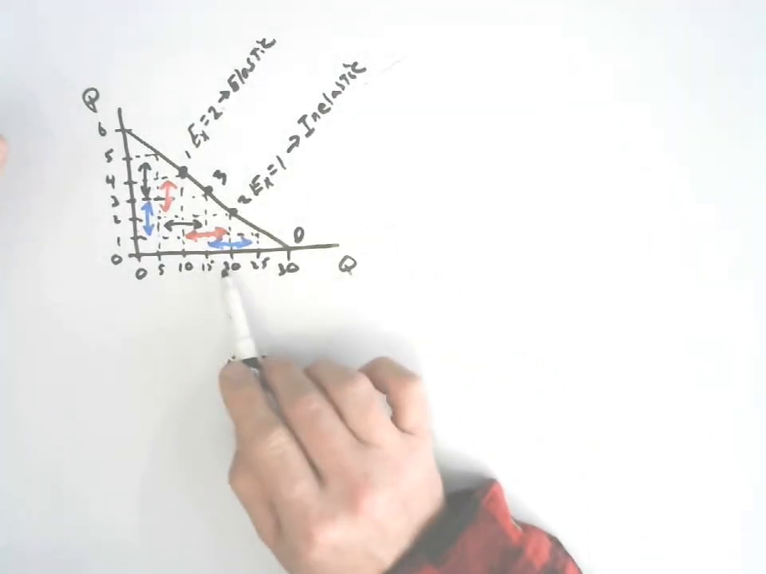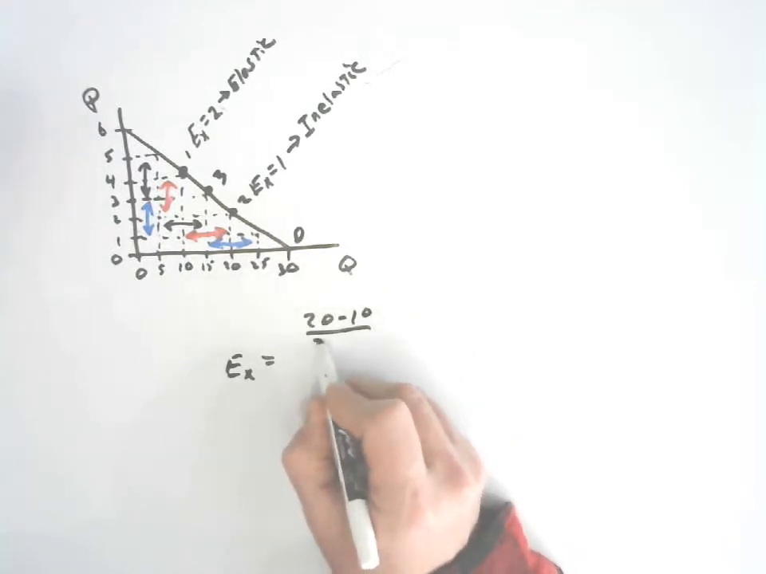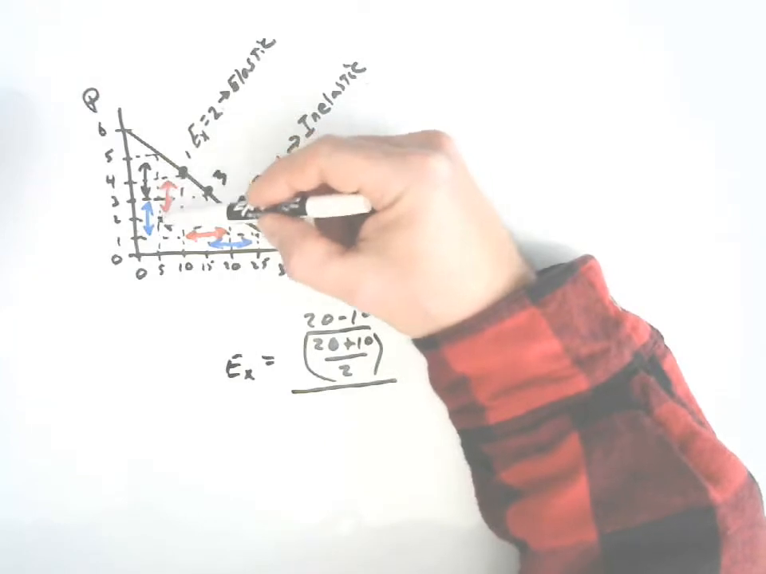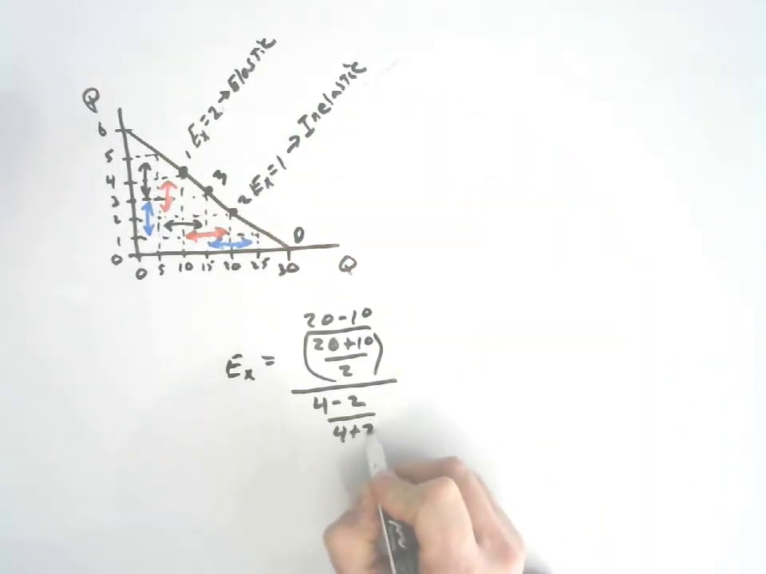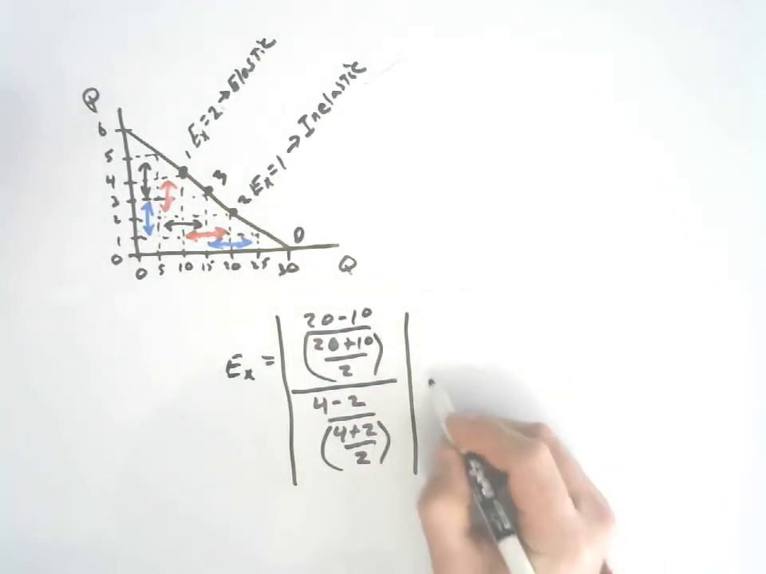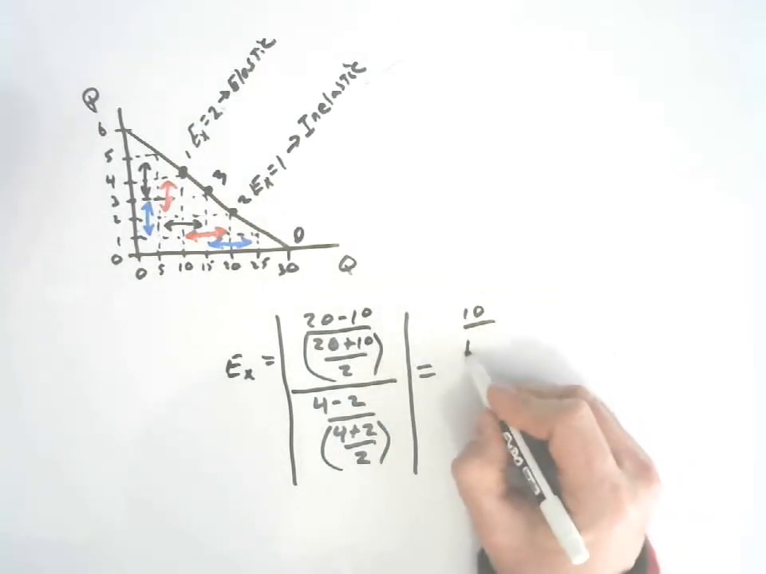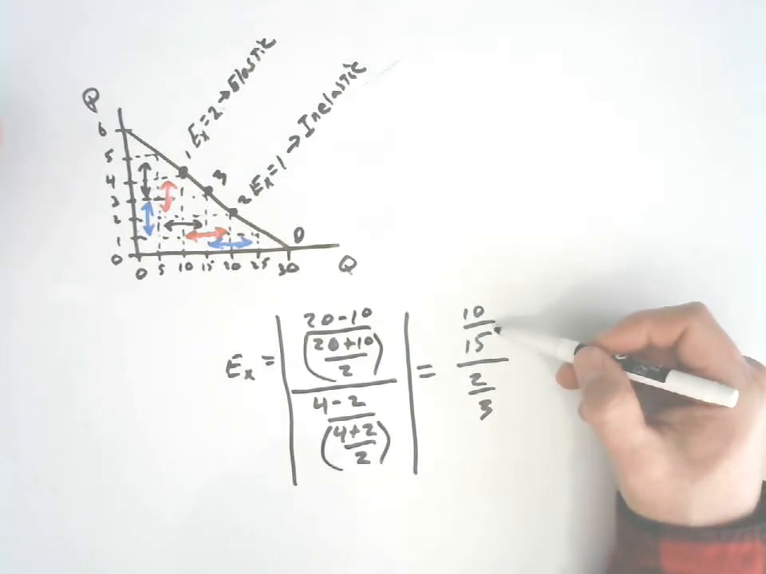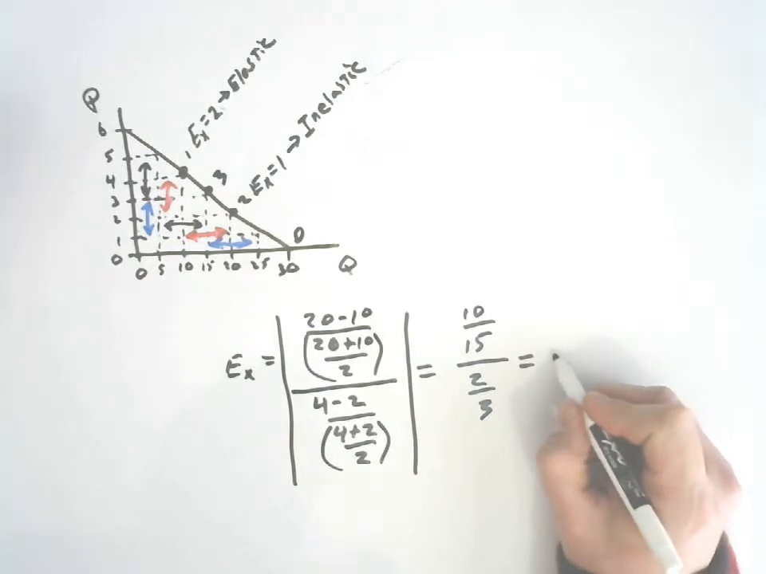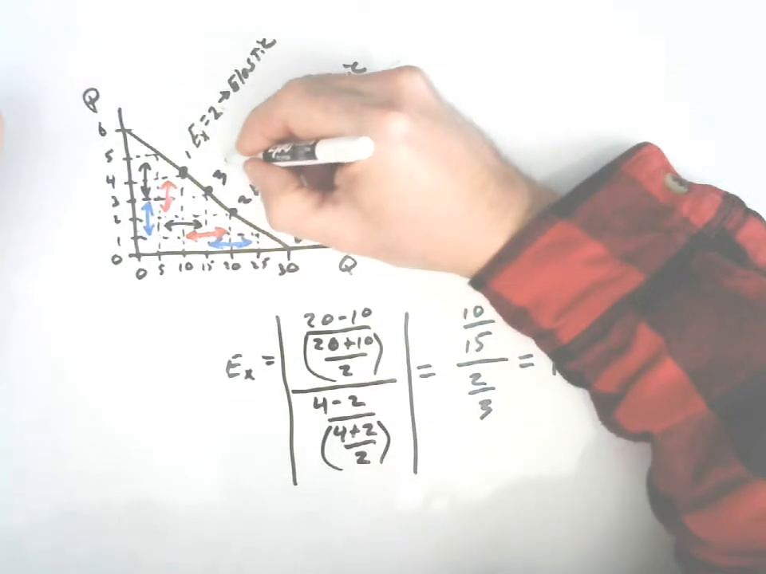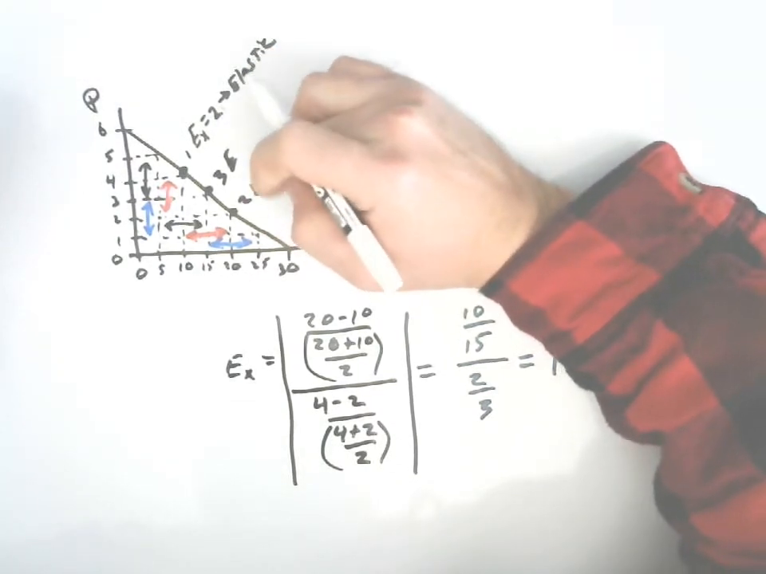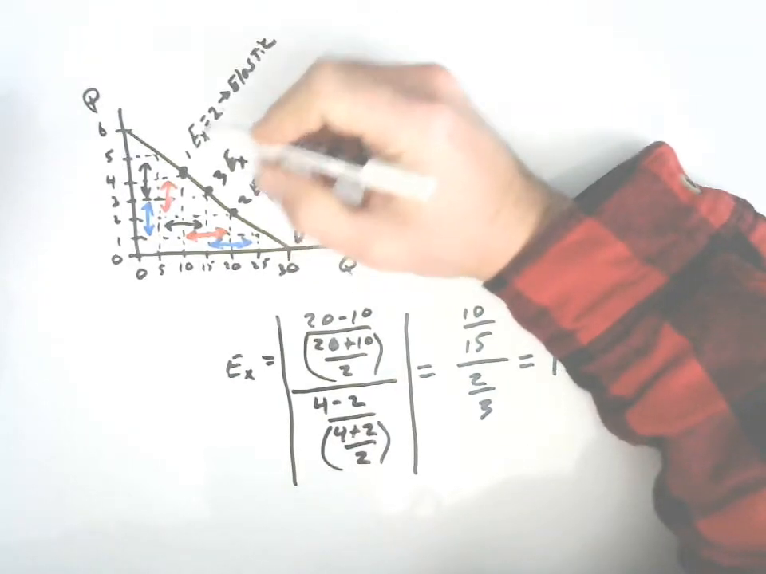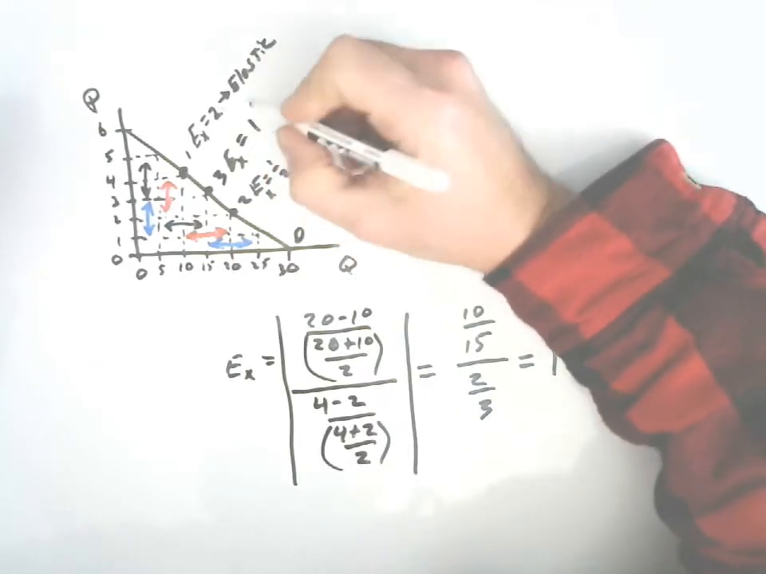Now, our elasticity calculation is going to be change in quantity, which is 20 minus 10 divided by 20 plus 10 divided by 2, and that is all over our change in price, which is 4 minus 2 divided by 4 plus 2 divided by 2. And of course that equals 10 over 15, and that is 2 over 3. The numerator is 2/3, and the denominator is 2/3. 2/3 divided by 2/3 equals 1. And remember, we called this unit elastic. Sorry, that earlier value is supposed to be E equals 1/2. Sorry about that. So at a price of 3, our demand is unit elastic.